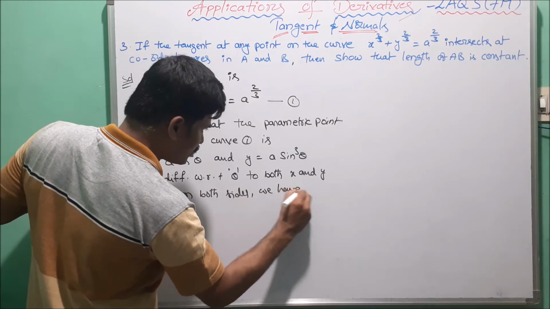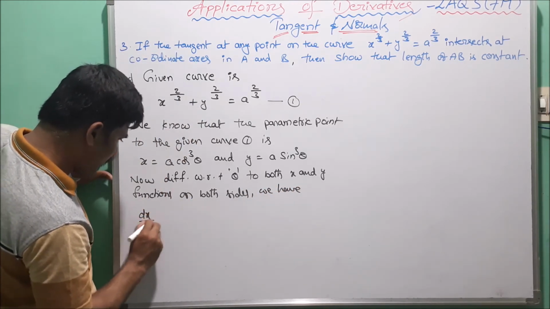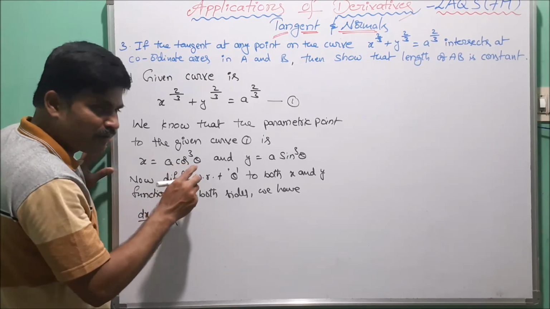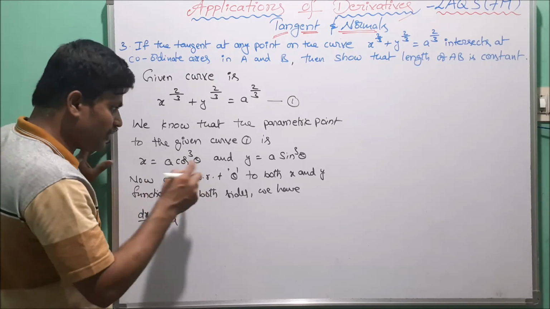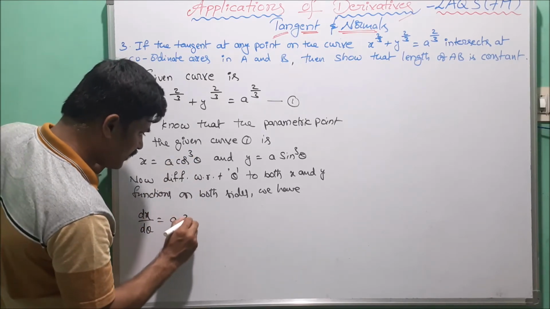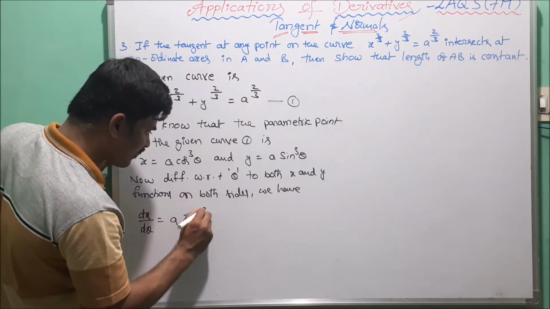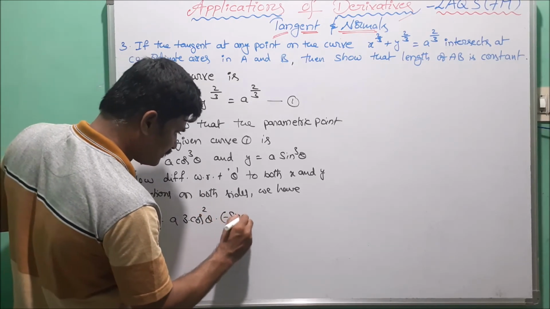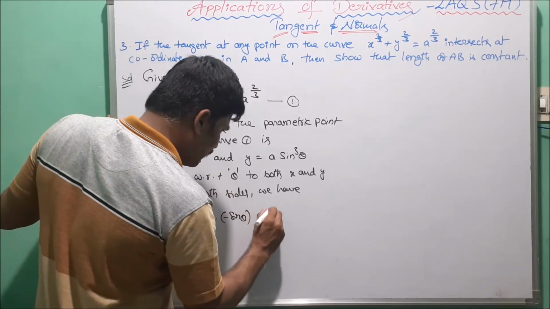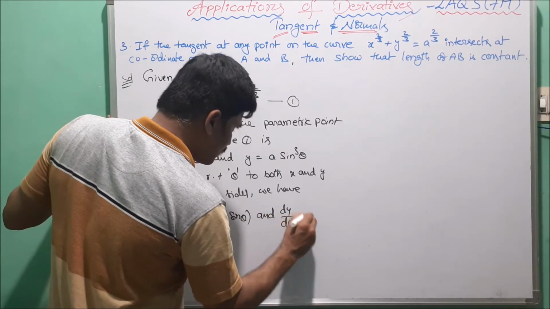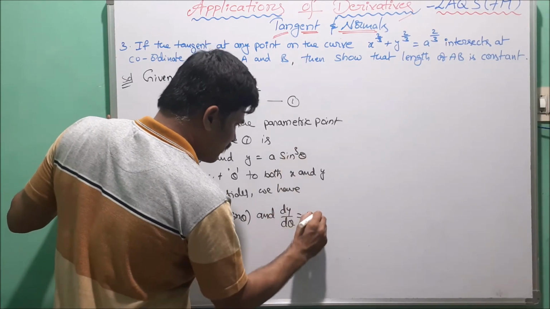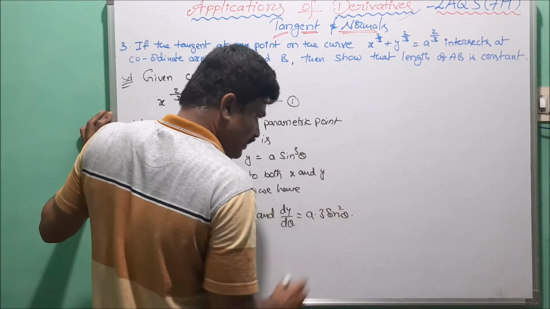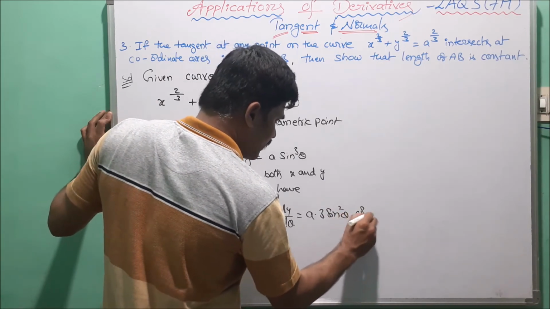We take dx by d theta. Now a is constant, cos cube theta, this is f(x) power n. Now we take n into f(x) power n minus 1 into f dash x. So here we write 3 into cos power 3 minus 1, means cos square theta, again we write the differentiation of cos theta, that is minus sin theta. Similarly, here also we write dy by d theta. Here also a into sin cube theta means 3 into sin power 3 minus 1, means sin square theta, into the derivative of sin theta, cos theta.